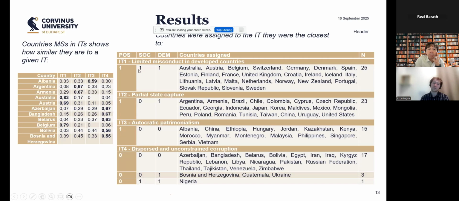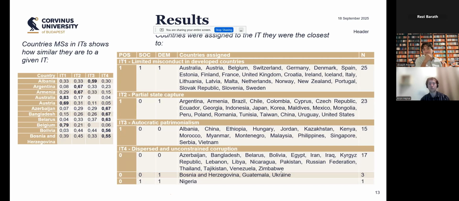This is the result of the classification exercise on the right. Here we just listed countries without the membership scores. So some countries, as I mentioned, are closer to the idea type than others. But nonetheless, this list is the countries which are most similar to the first, second, third, and fourth idea types.